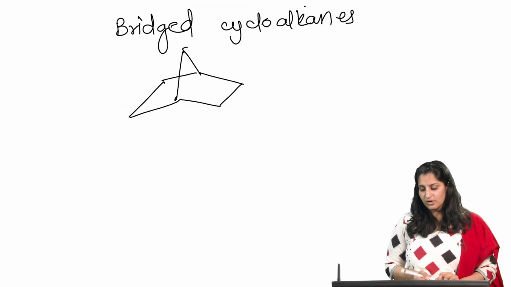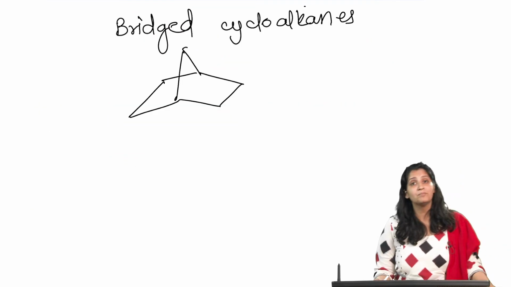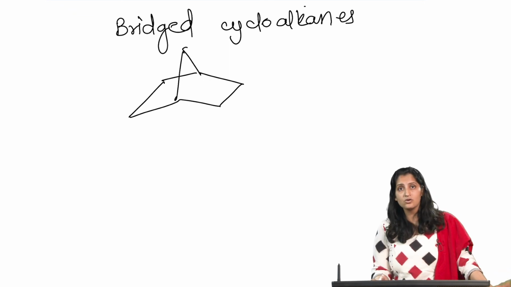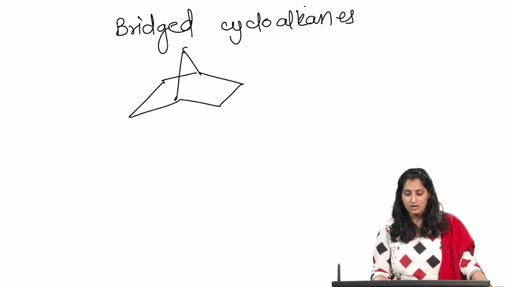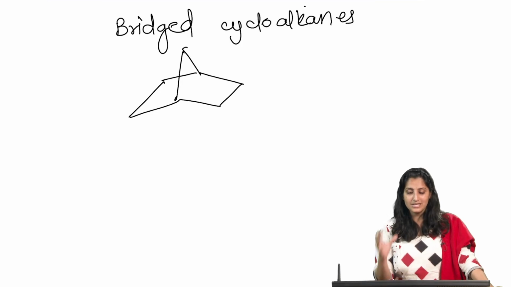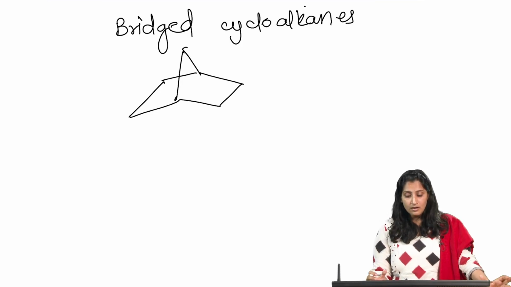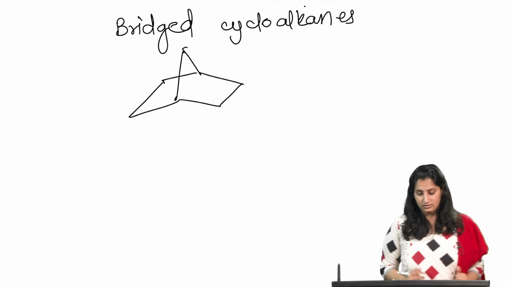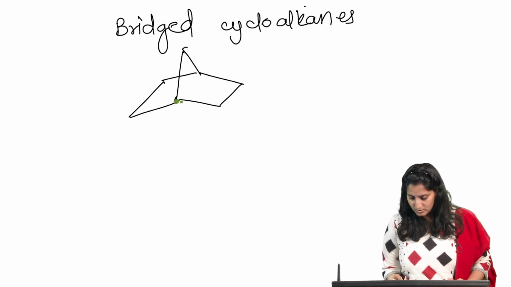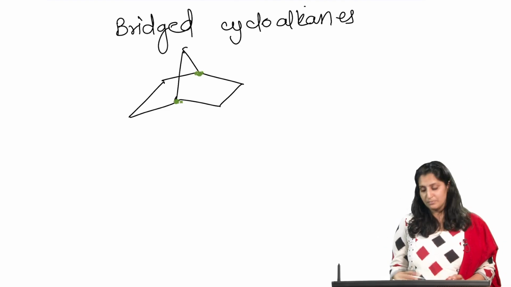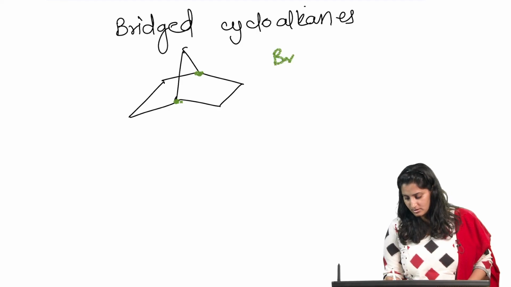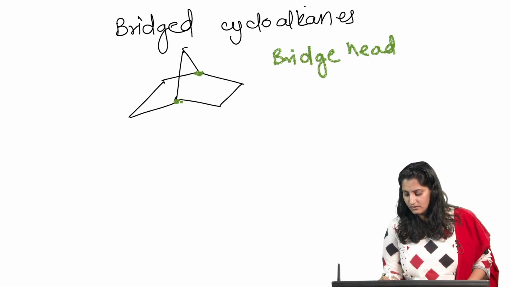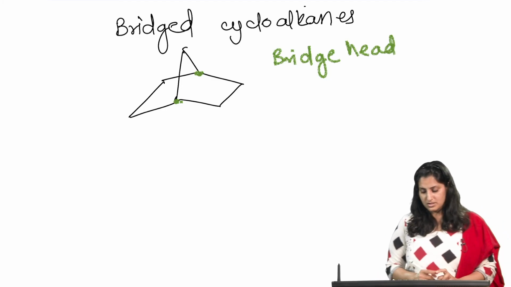So, now what we are going to look at is bridged cycloalkanes, or these are also called bicyclo compounds. In this particular example, as you can see, you have a compound that has a bridge between two carbons. So, these two carbons are also called bridgehead carbons. Okay. So, these are the bridgehead carbons.